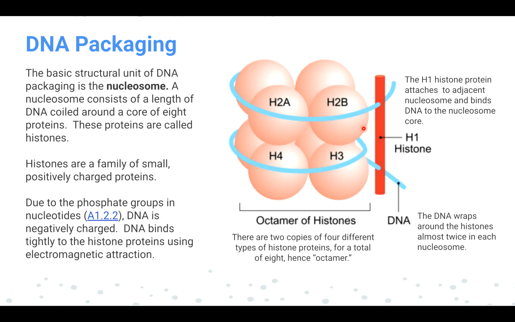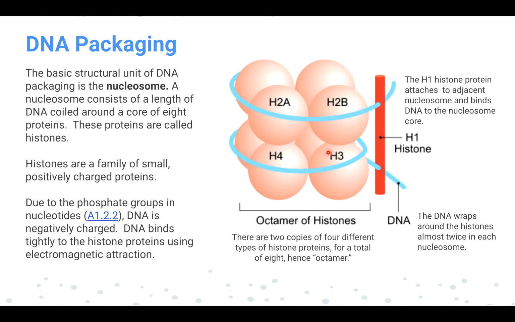This is one nucleosome in which there are 8 proteins. H2A, 2 molecules, they are in dimer form. So 4 protein molecules present in dimer form become an octamer. So the basic structural unit of DNA packing is the nucleosome. This is the diagram which shows the nucleosome. The nucleosome consists of a length of DNA coiled around a core of 8 histone proteins, right? You can count 1, 2, 3, 4, 5, 6, 7, 8. And this protein is called histone protein.